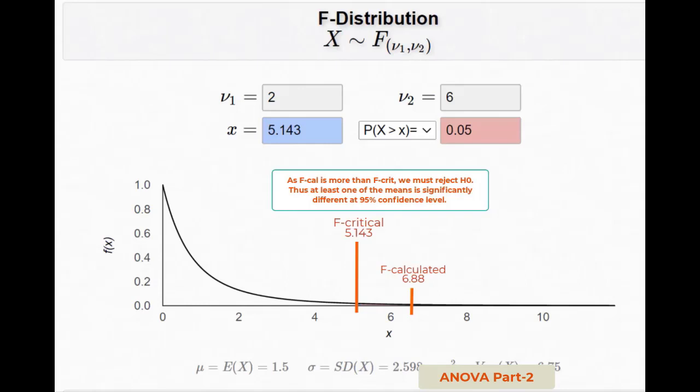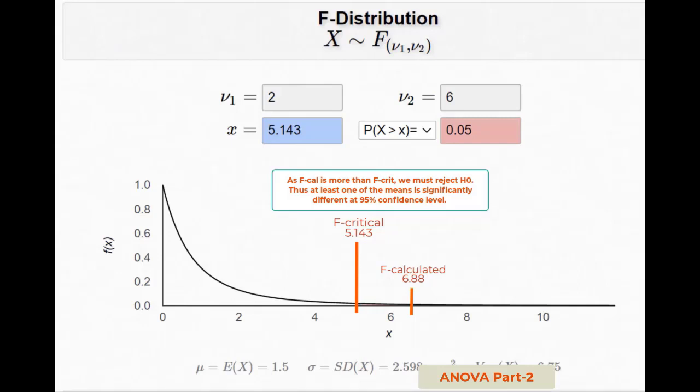Since F calculated of 6.88 is more than F critical value of 5.143, we must reject null hypothesis and conclude that at least one of the means is significantly different compared to others at 95% confidence level.